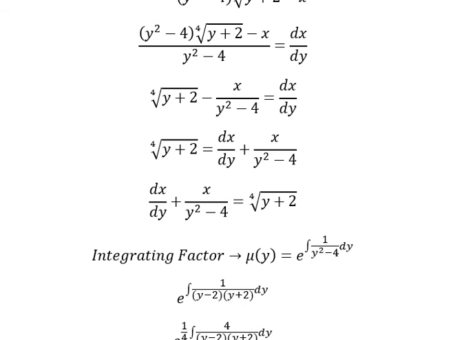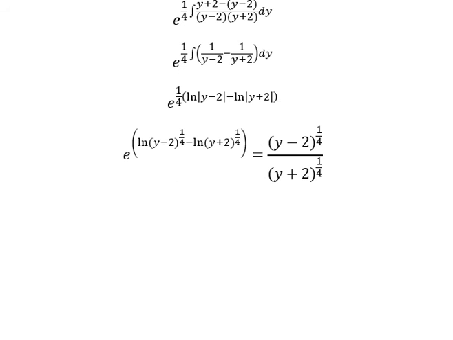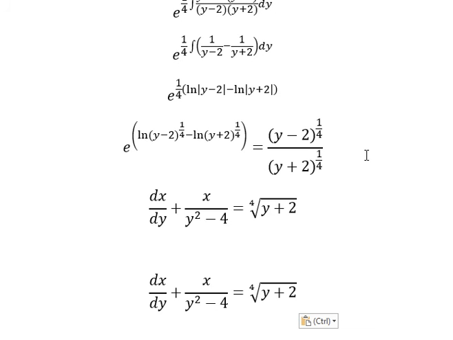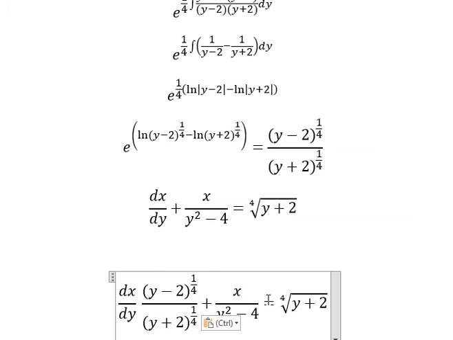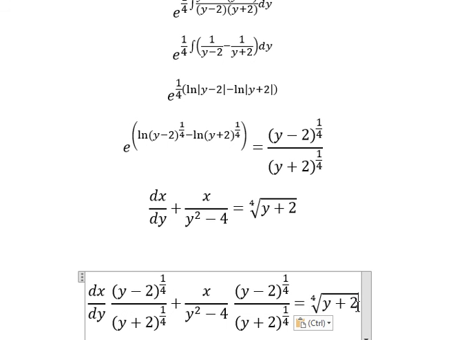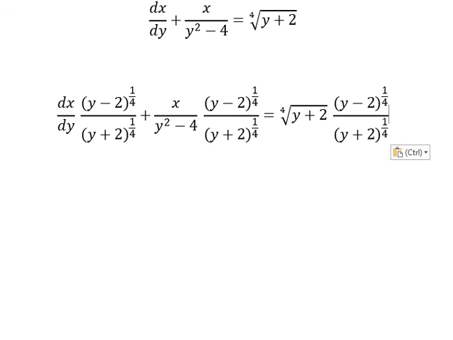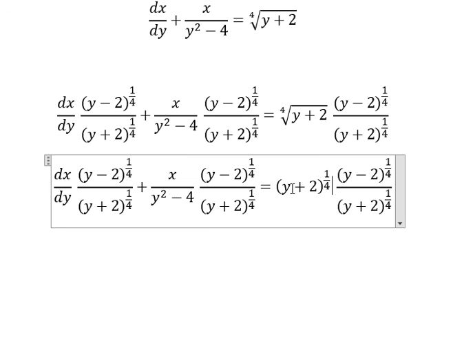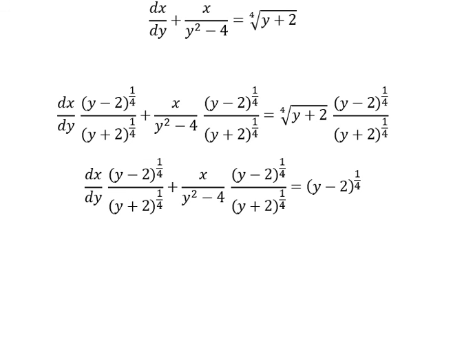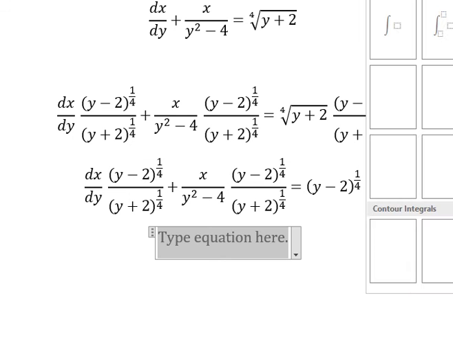Now we go back in here. That means we need to multiply both sides by this one, that is y plus 2 to the power of 1 over 4. Now we simplify on numerator and denominator, so we got this one in here. Now we need to put the integration for both sides.